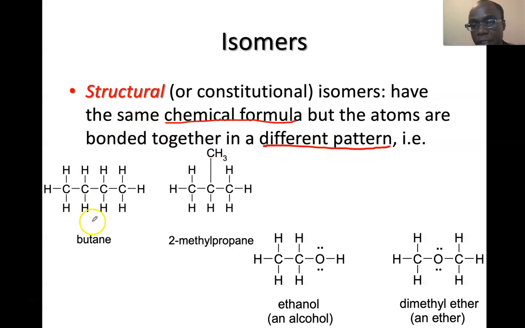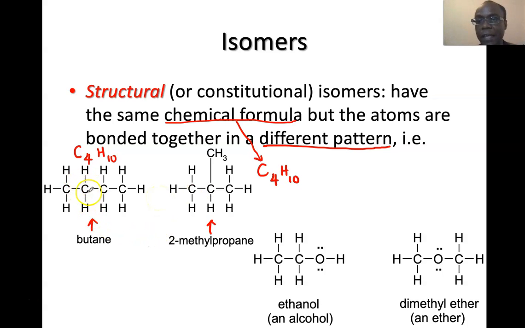So for example here you have butane. You learn about this in chapter 3. Butane has 4 carbons and of course it has 10 hydrogens. This molecule right here is called 2-methylpropane. Again, you'll learn the nomenclature in chapter 3. This one still has 4 carbons, and if you count, you're going to have 10 hydrogens. But look, the way the atoms are arranged is different. So they have the same chemical formula, but a different pattern in their structural drawing.